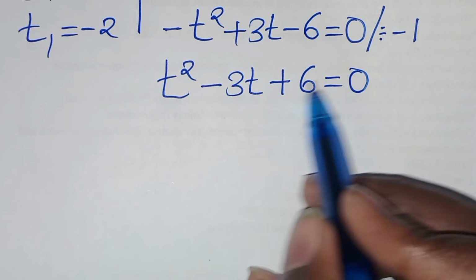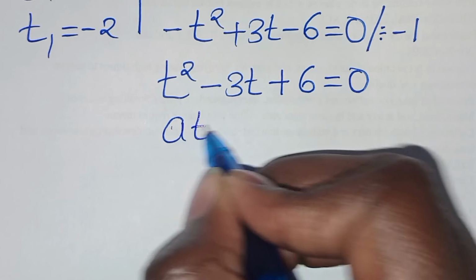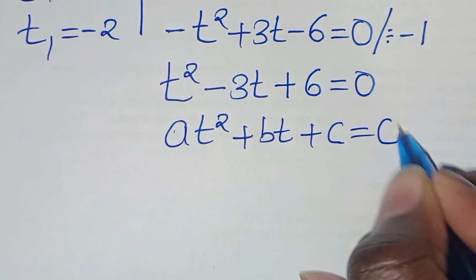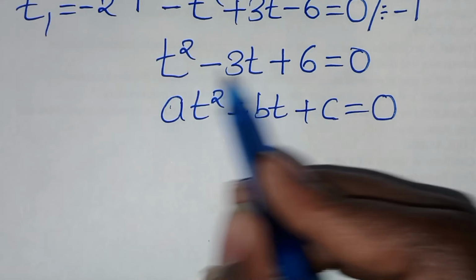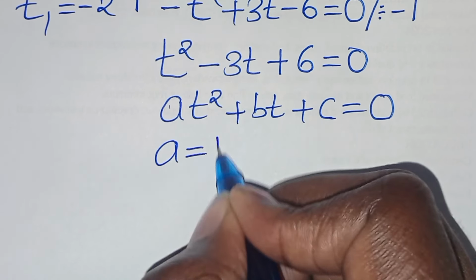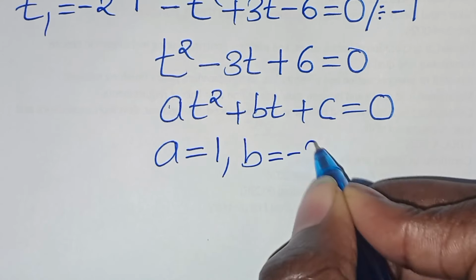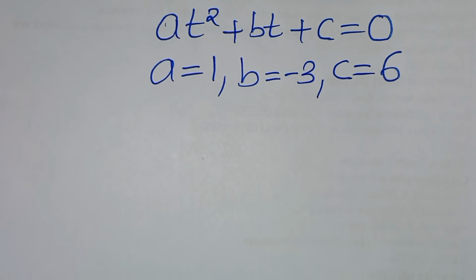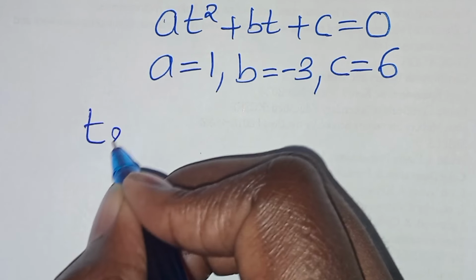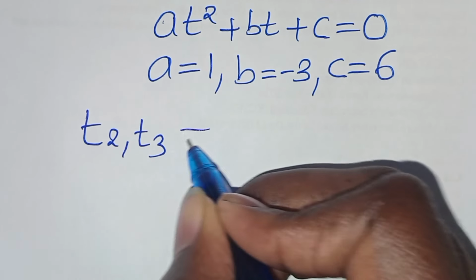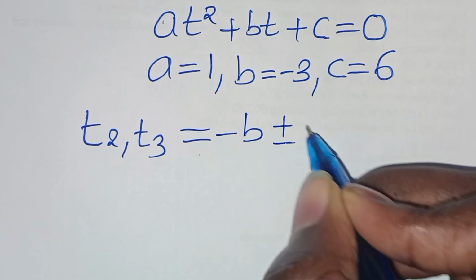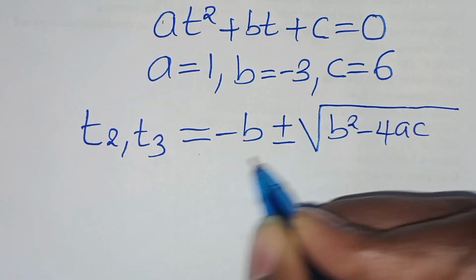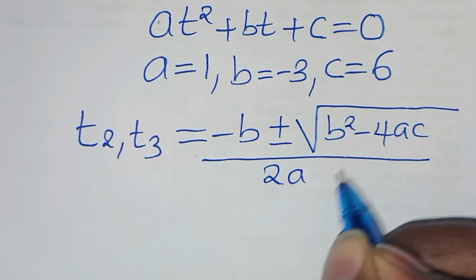So this is a quadratic equation of the form a t squared plus bt plus c. This is equal to 0. From this quadratic equation, we have a equal to 1, b equal to minus 3, and that c is equal to 6. So applying the quadratic formula, that is t2, t3, this is equal to minus b plus or minus the square root of b squared minus 4ac. Everything here divided by 2 times a.